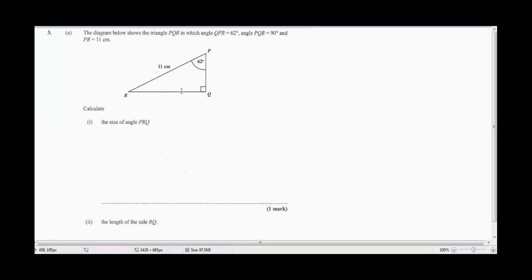What we need to know about a triangle is that the sum of all interior angles within a triangle equal to 180 degrees. So they want us to calculate the size of angle PRQ.